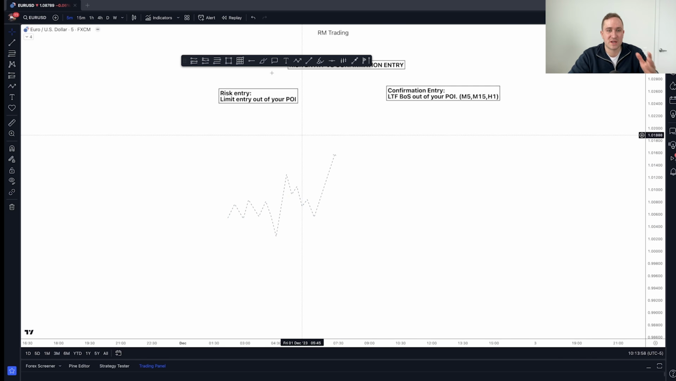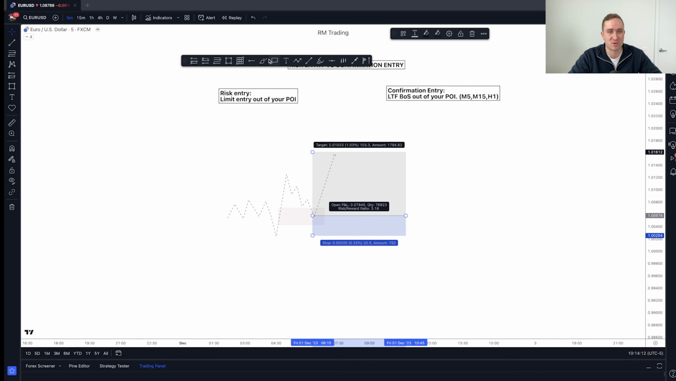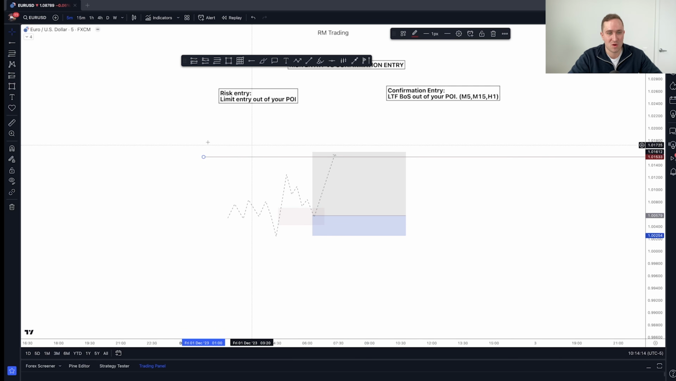So what a risk entry would be is, say you have your area right here, you can see that it's coming back down and testing this support or this range, whatever you want to call it. This is where you could have your limit entry, stop below the swing, and then target the next liquidity pool, whether that be a point of interest or a daily high or a session high up here.